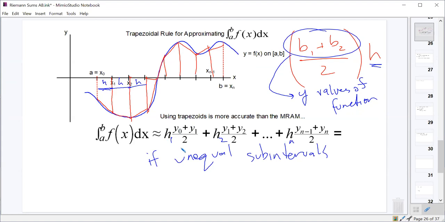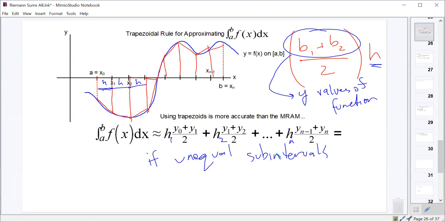And this will often occur if you're given a chart of values, or just a graph with some data points plotted, but no actual function given to you. If you're given an actual function, you know, f of x equals x cubed or something, you should be able to divide it into equal subintervals if you want to.